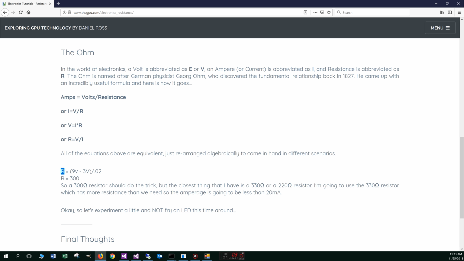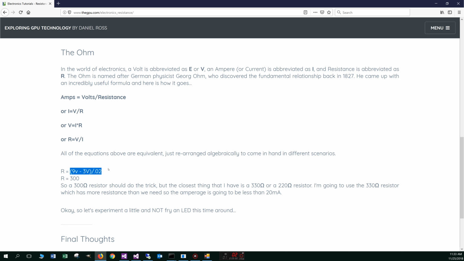So we want to find out what sort of resistor we want to put on this. So what we're going to do is we're going to take 9 volts, which will be coming out of the benchtop power supply, or a 9-volt battery, right? Minus the 3-volt tolerance, or the rating of the LED, and we're going to divide that by 20 milliamps, which is 0.02 amps. Okay?